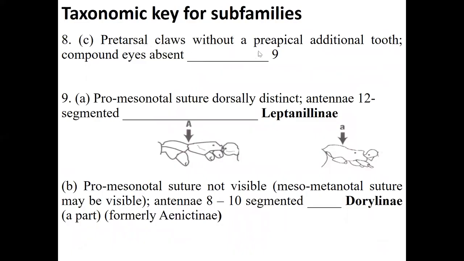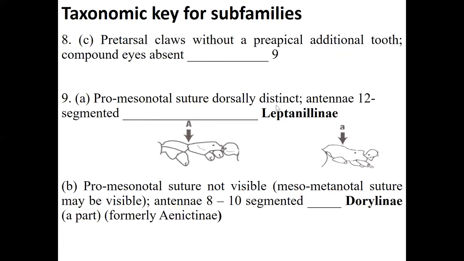Pretarsal claw without a preapical additional tooth, compound eyes absent. This is another condition, right? Pretarsal claw without a preapical additional tooth, just like in Myrmicinae, and compound eyes absent. Go to number 9. And these specimens are really known to lack eyes, right? Now go to number 9.